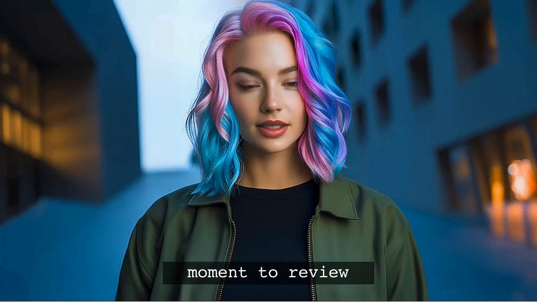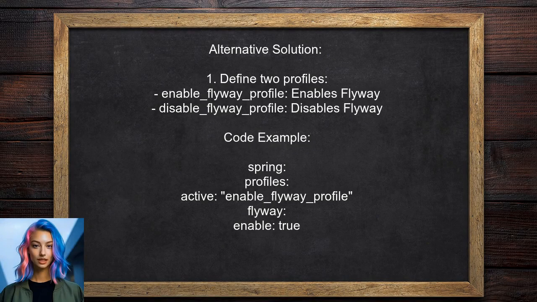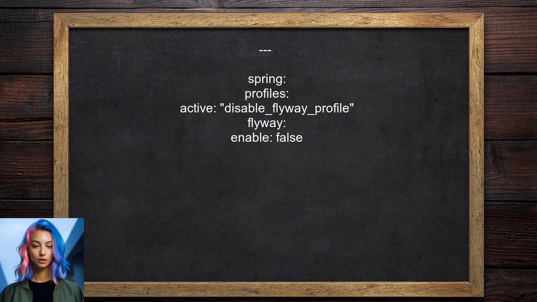Let's take a moment to review another user's answer. An alternative approach shared by another user involves defining two profiles in your application YAML file. The first profile, Enable Flyway Profile, enables Flyway, while the second profile, Disable Flyway Profile, disables it.